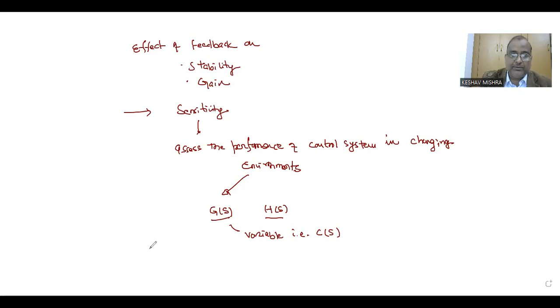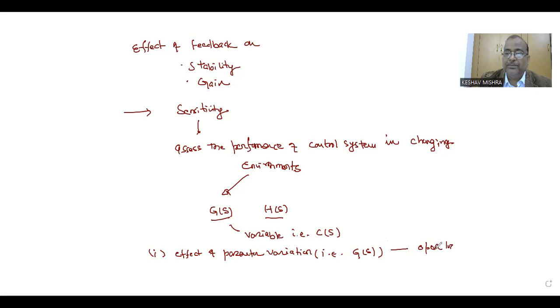So we will start today's class with the topic effect of parameter variations. Suppose this is forward path transfer function we are considering at the moment. We are considering the variations in forward path transfer function in case of open loop control system and closed loop control system.